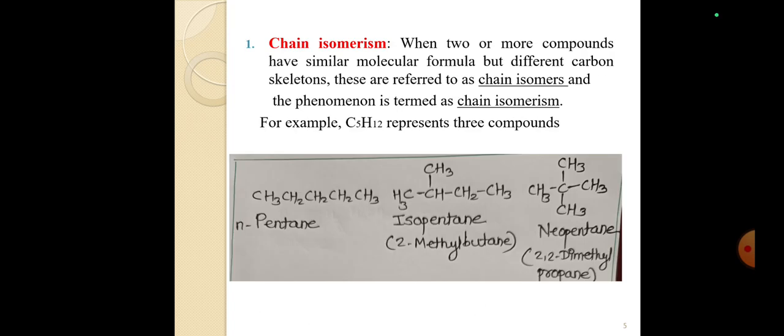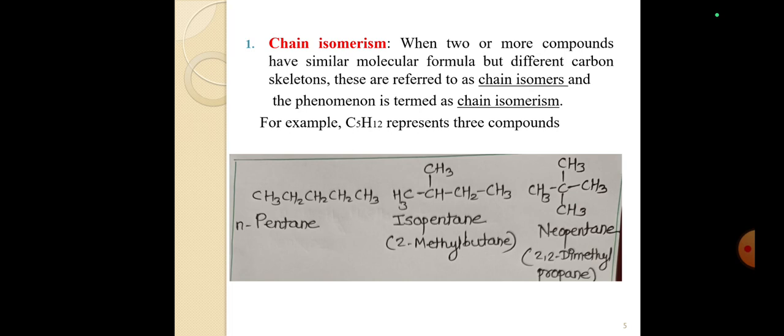See, the first classification under that is chain isomerism. All these five types of isomerism come under structural isomers. The first one is chain isomerism. By the word itself you can understand, one after one carbon arrangement. It will look like a chain, also known as the carbon skeleton. So when two or more compounds have the same molecular formula but different carbon skeleton or carbon chain, they are known as chain isomers, and this phenomenon is known as chain isomerism.